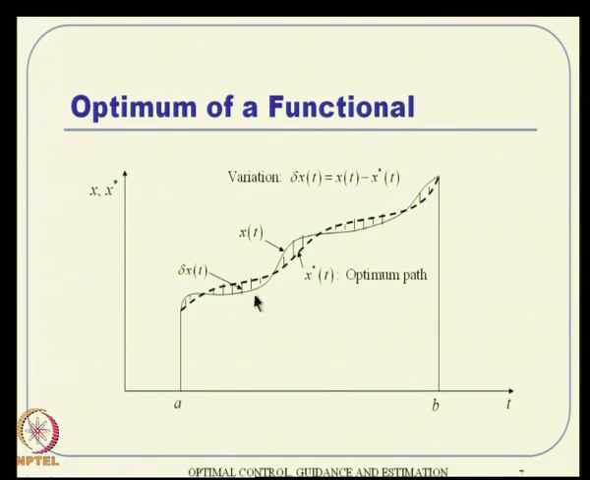We also discussed this variation concept. If x star happens to be an optimum path, then all that you are talking about is a neighborhood path of that. Whatever neighbors you are getting, that kind of thing we are talking about.